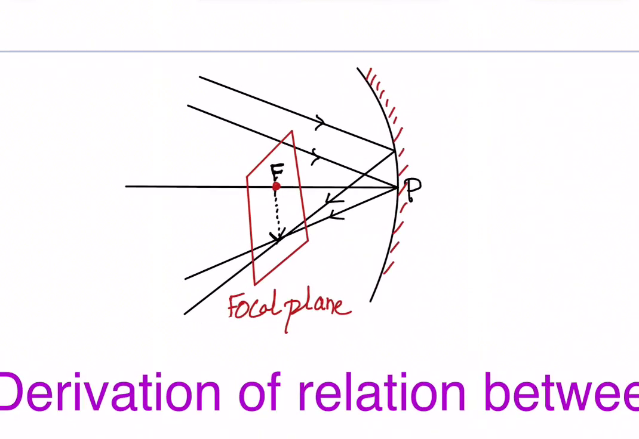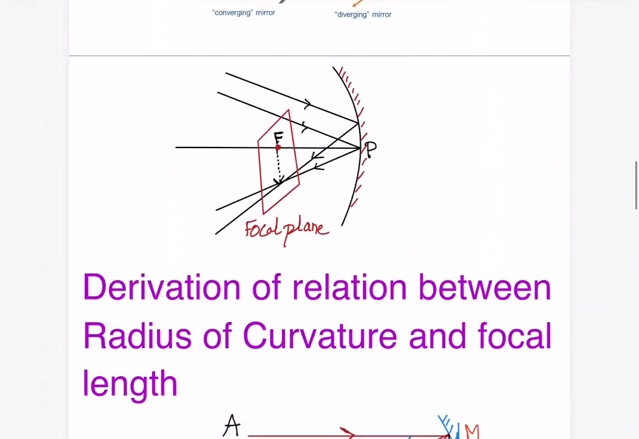When the rays of light from a distant object come parallel, meaning all the rays of light travel parallel, but not along the principal axis, and instead make some angle with the principal axis, then after reflection they meet on a point on a plane called the focal plane.